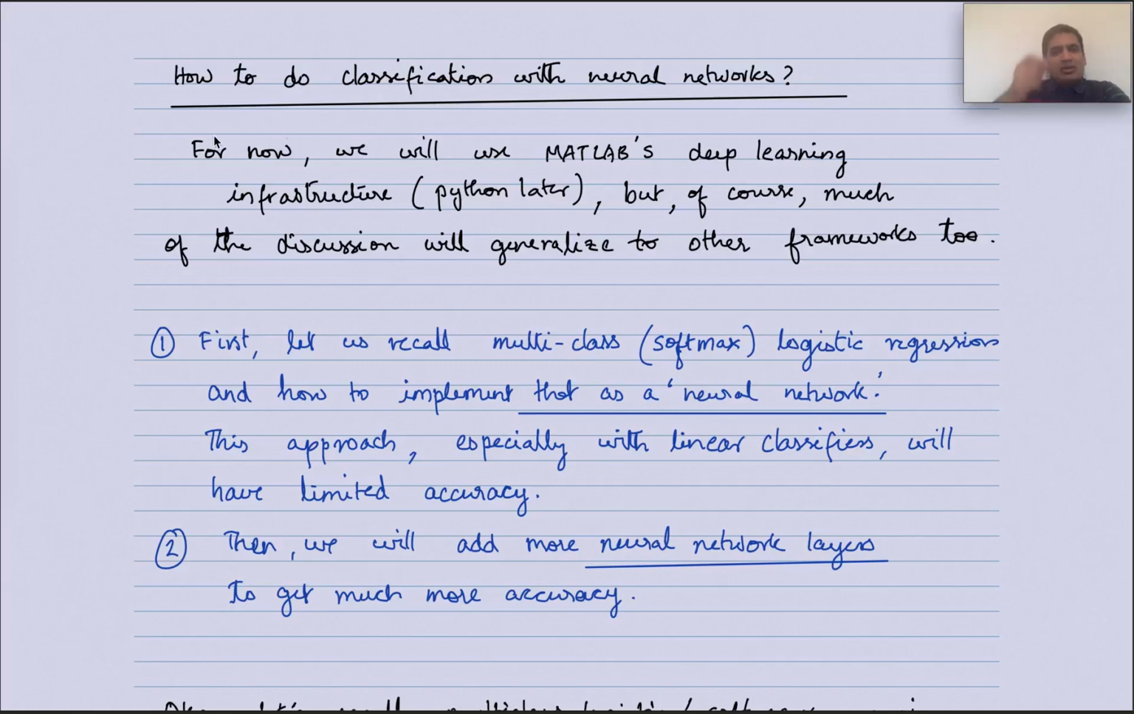So now that we know a little bit about what neural networks are and how they are constructed, we're going to adapt them to do classification problems. For now, we will use MATLAB's deep learning infrastructure, and then we will touch upon Python's deep learning infrastructure later on. But of course, the discussion will generalize to other frameworks too. The discussion itself is pretty general, but we will just see an example of it in MATLAB, and then, like we said, perhaps Python later.